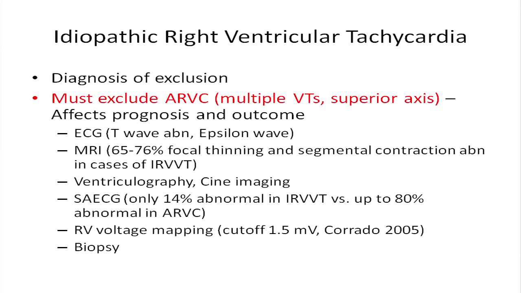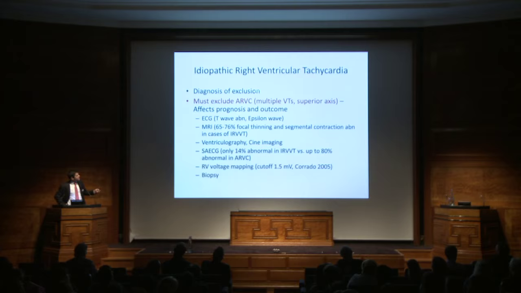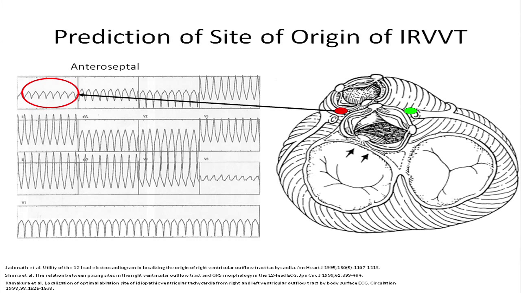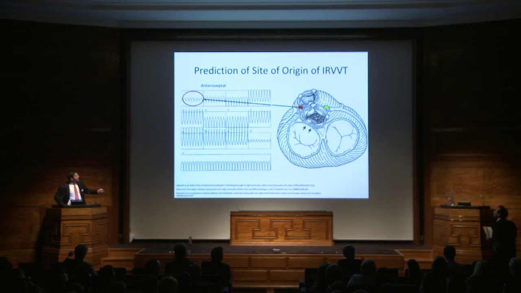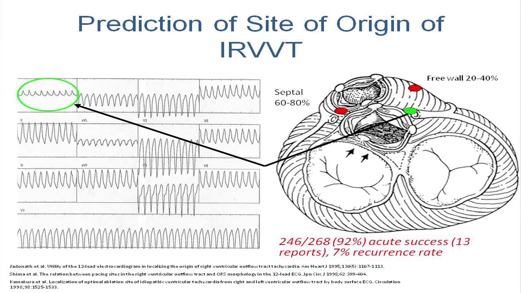Again, another idiopathic condition that can cause syncope, but generally not associated with sudden death, is idiopathic RVVT. You should exclude ARVC. We kind of know how to do that, and it'll be talked about a little bit more. Anteroseptal is the most likely location: negative lead one, AVL deeper than AVR, left bundle. And if it's coming from the posterior RV outflow tract, lead one will be positive, highly ablatable, 90% success rate.